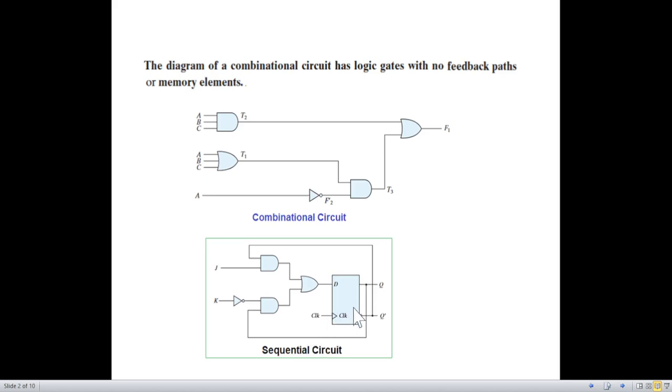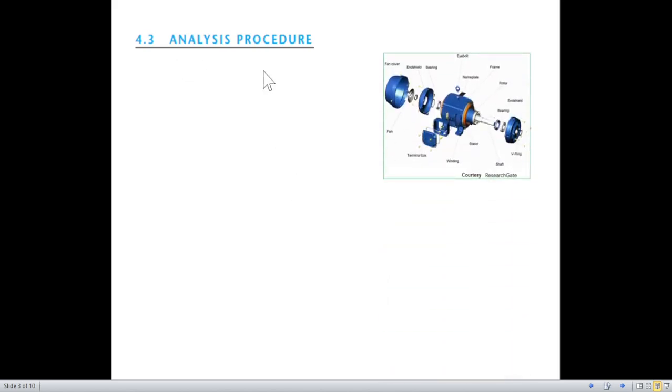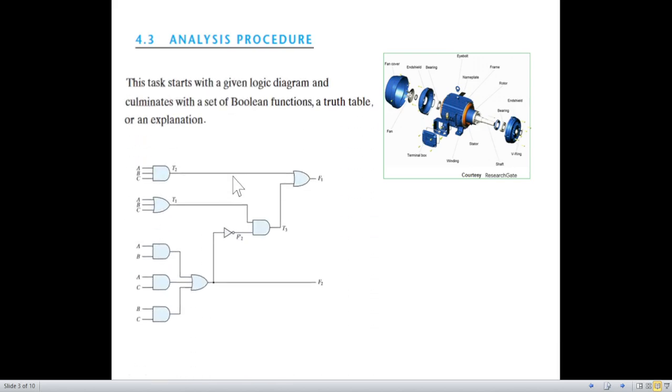And the circuit with feedback and memory elements is actually called a sequential circuit, which we'll discuss in subsequent videos. Okay, now what is analysis? If you take a crude example, if we want to know what is inside the motor, then we have to strip it open and then you can see all the components. So analysis, we can say, is just like going into much more detail of the things.